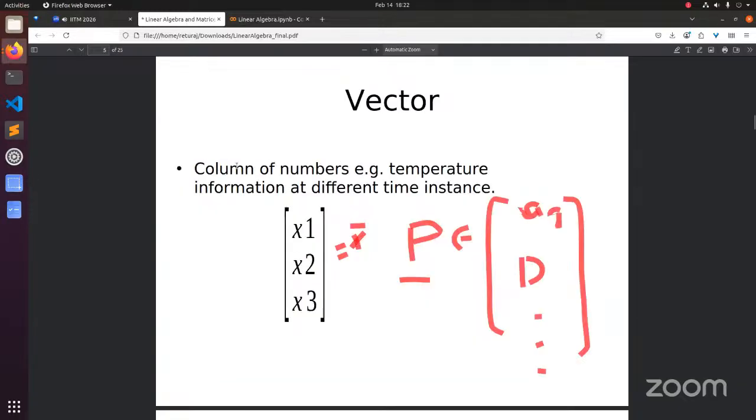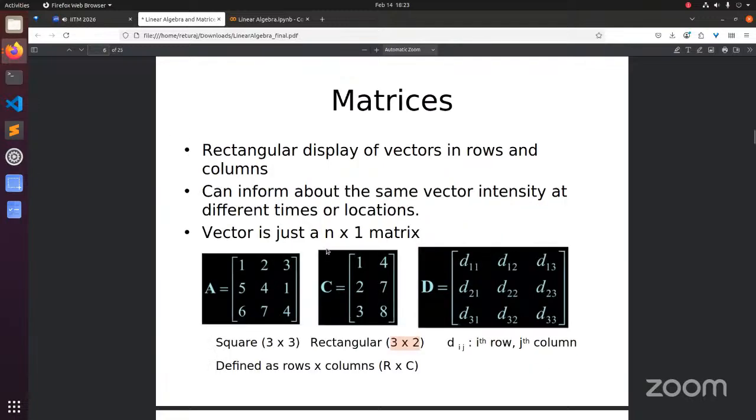Remember this vector? So how many rows and columns are there in this x vector? 3 cross 1, sir. Yeah. So 3 cross 1. So a vector is simply an n cross 1 matrix. So you can visualize a vector in matrix form, and matrix is a very general form.